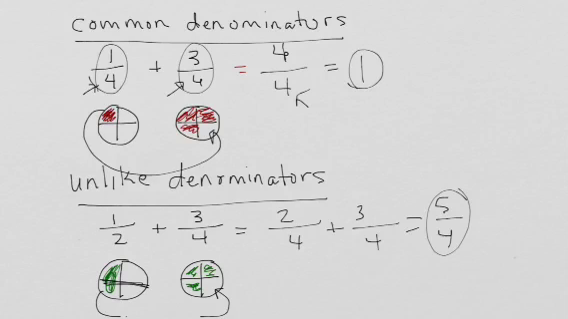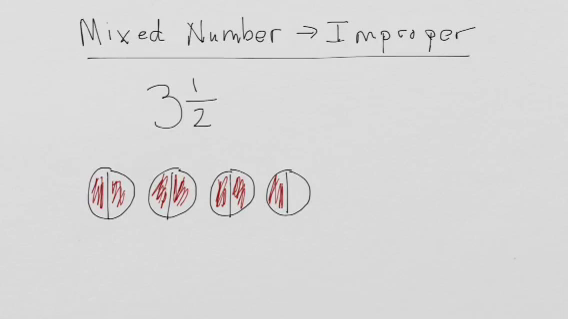5 divided by 4 doesn't reduce. Now that you're in big boy math, you don't have to switch to mixed numbers. Improper fractions are perfectly fine. Speaking of improper fractions, that's the second part for today, can you switch from a mixed number to an improper fraction so that you can do easier adding and subtracting with your fractions.